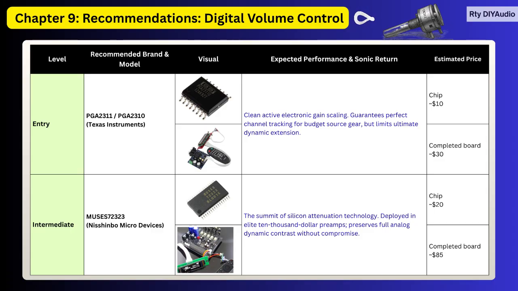To ensure complete clarity for your build, we are splitting this matrix by component type. At the entry tier, the PGA 2311 by Texas Instruments offers clean active gain scaling. You can source the bare chip alone for around $10, or opt for a completed board kit with a remote for roughly $30. Moving to intermediate, the legendary MUSES 72323 stands as the definitive summit of silicon attenuation technology. The naked chip runs around $20, while a fully assembled, high-end completed board with an OLED display sits near $85. Evaluate your mechanical chassis space and select your pathway accordingly.